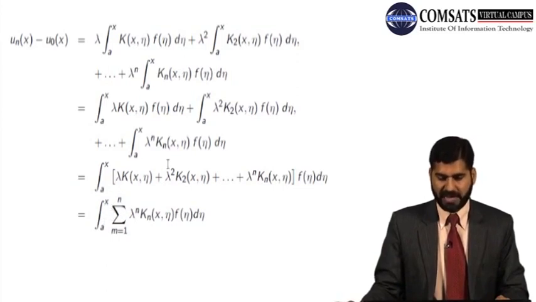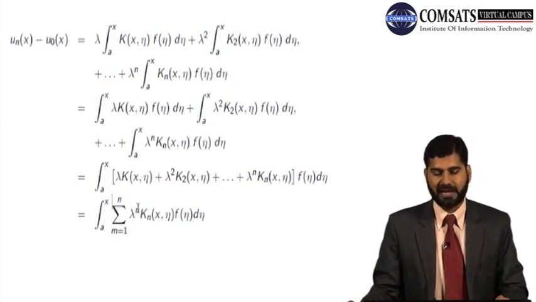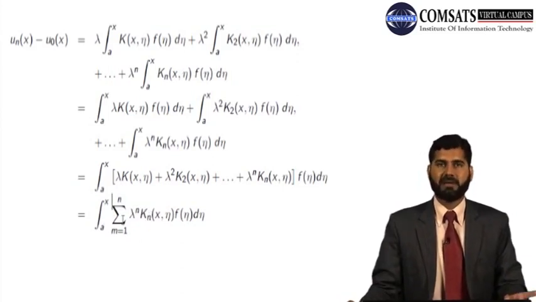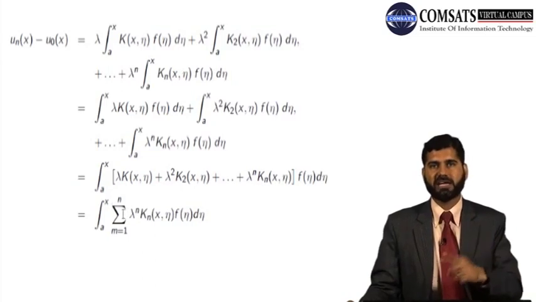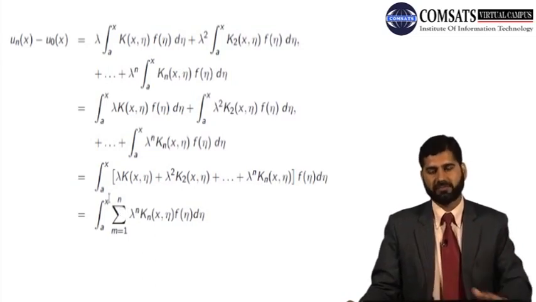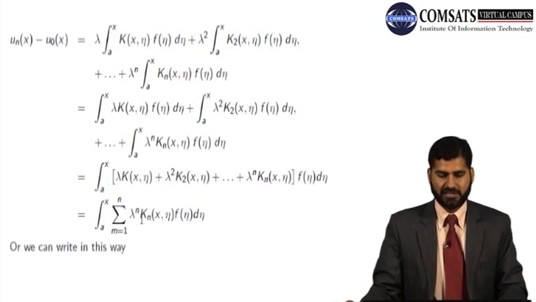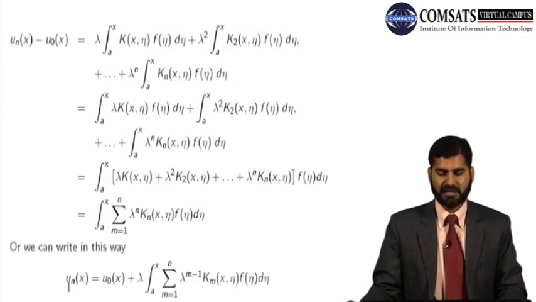Because the power of lambda is increasing, so lambda to the power n, and the subscript of k is also increasing, so kn. Lambda k1, lambda square k2, lambda cube k3, and so on. You can add them up from 1 to n. So this is what you got. This is another integral type equation. You see un of x is u0 of x plus this.